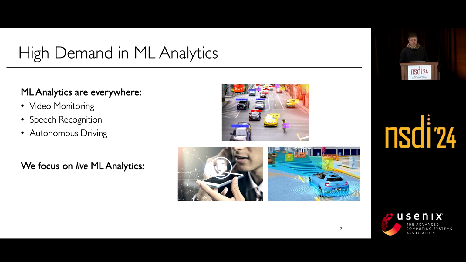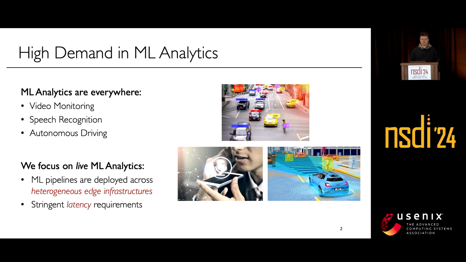First, they have two unique characteristics compared to the traditional ones. First, their ML pipelines are deployed across a heterogeneous edge infrastructure instead of just sitting inside the data center. And second, besides the accuracy target of an ML inference, they often have stringent latency requirements, as most live queries require a timely response. Because of these characteristics, serving live ML queries is not an easy task.